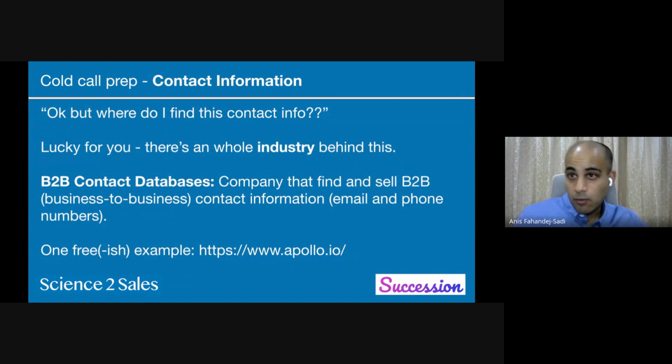Okay, this is what I wanted to get to. So how do I find this contact information? Luckily for you, there's a whole multi-billion-dollar industry focused on just B2B contact data, right? So I'm talking emails and phone numbers. One free-ish example is Apollo, which is what I use.